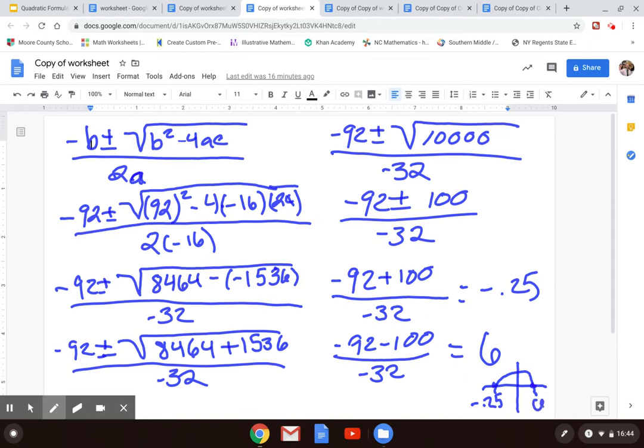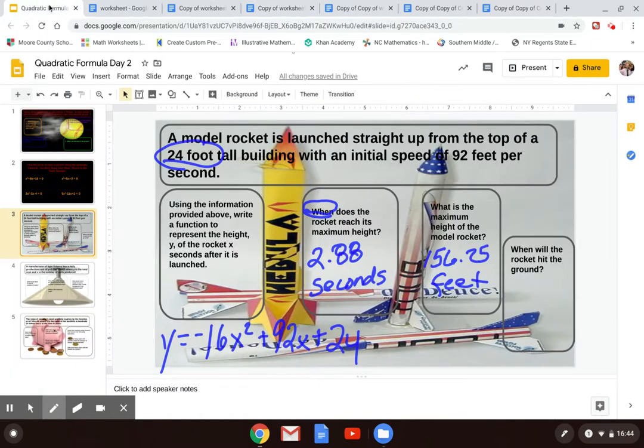So I can conclude that this rocket is going to hit the ground at 6 seconds. So the rocket hit the ground at 6 seconds. All right, so that's the first one.